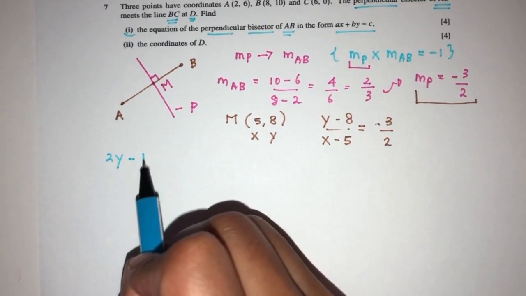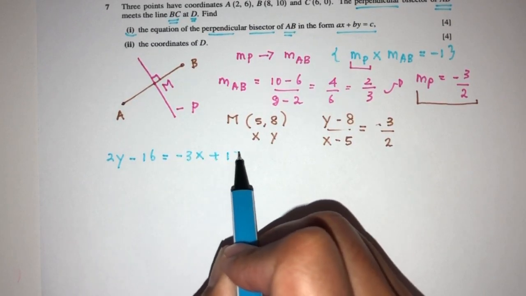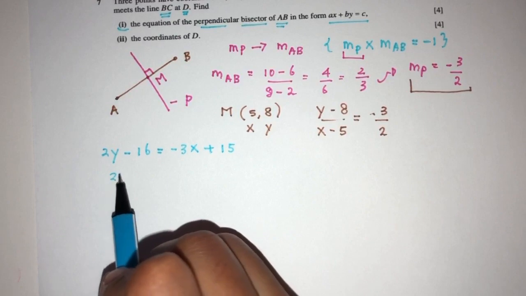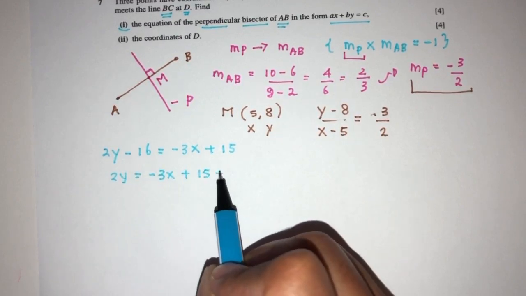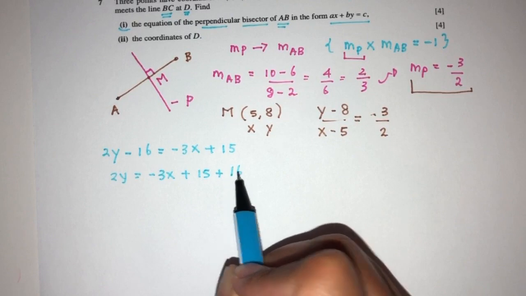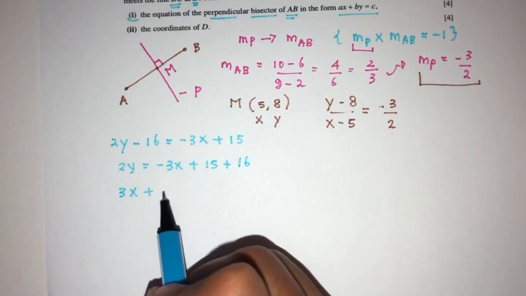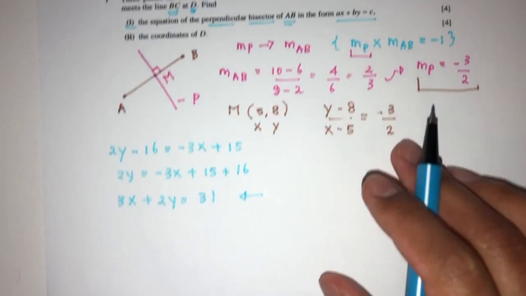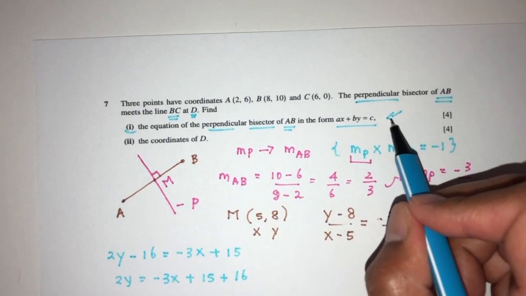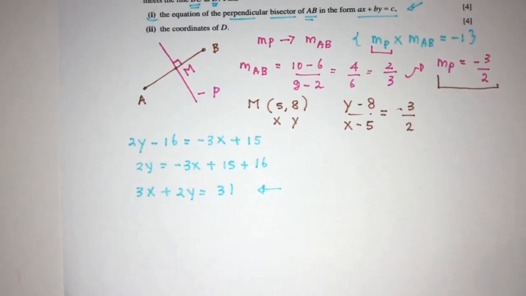You will have 2y minus 16 is equal to -3x plus 15. So 2y has to be -3x plus 15 plus 16. Sending this over here, that will be 3x plus 2y equals 31. This is shown as required for this form, ax plus by equal to c, where c is a constant value. That is part 1 of the question.